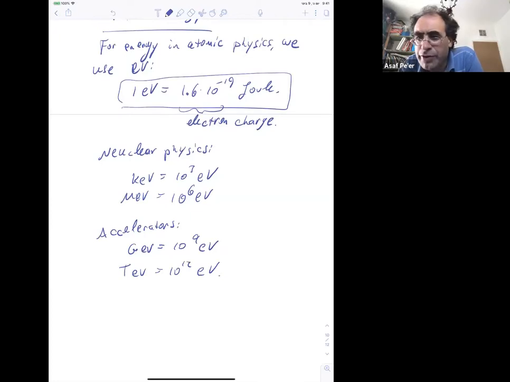Now, I told you for your reference, what was the maximum energy that was measured in cosmic rays? You know? Any guess?